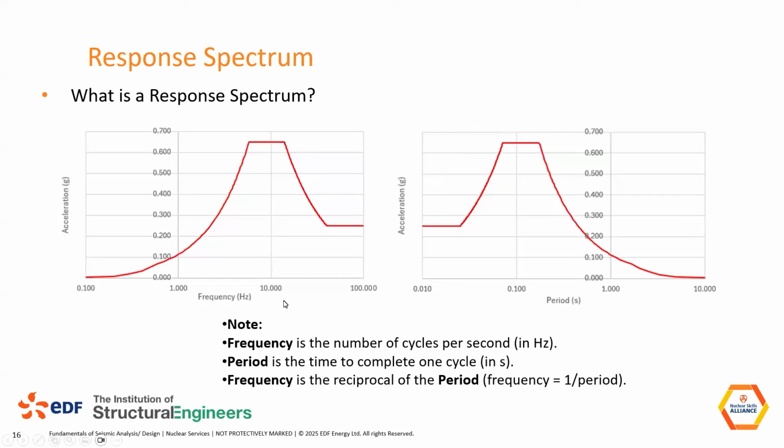First thing to say, though, is you'll see response spectra plotted in terms of frequency or in terms of period. This is the same response spectra plotted, one in terms of frequency, one in terms of period. It's the same information, just against two different scales. Period is 1 over frequency, or frequency is 1 over period, whatever you want to look at it. So they're reciprocals of each other.